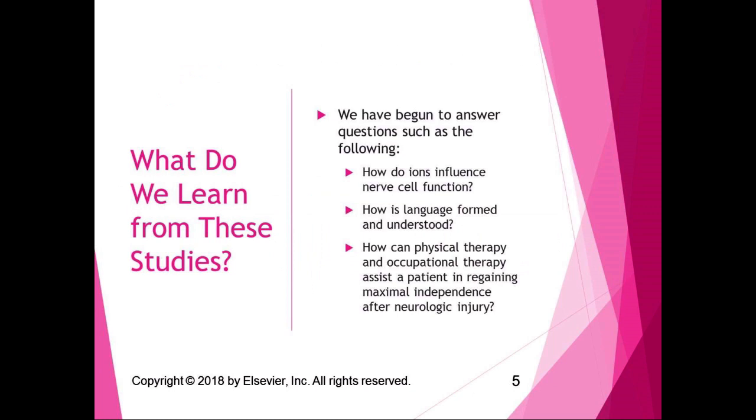So, the kinds of things that neuroscience answers are, how do ions influence nerve cell function? We talked in pathophysiology about electrolyte balance and fluid balance. So now, how does that affect nerve cell function? How is language formed and understood? I'm lucky, I work in a multidisciplinary clinic, and as well as PTs, I get to work with OTs and speech language pathologists, so I get a little insight into what they do with people in rehabilitation. And a lot of times, they enlighten me about other ways I can help my patients. So we really want to know, how can physical therapy, occupational therapy, and speech therapy assist a patient in regaining maximum independence after a neurologic injury?